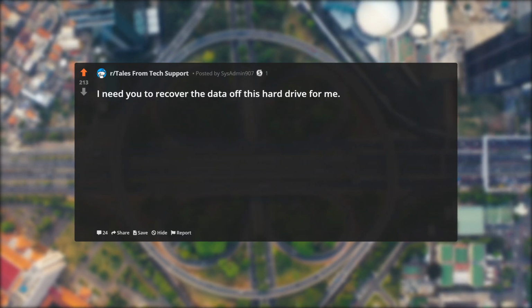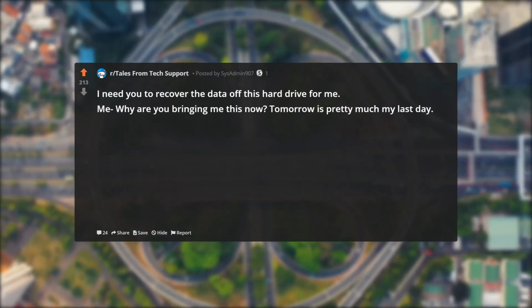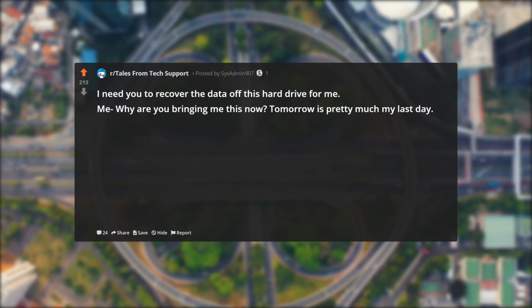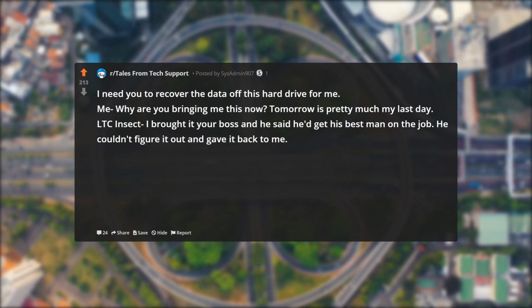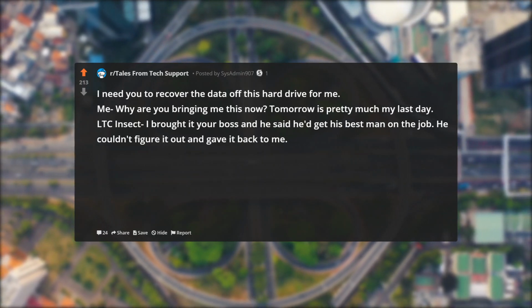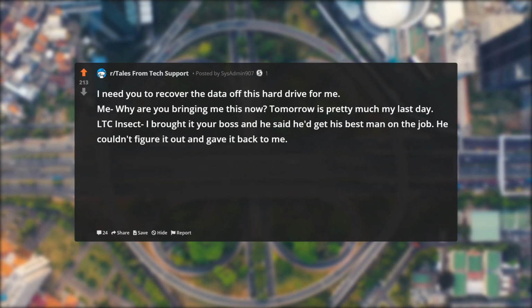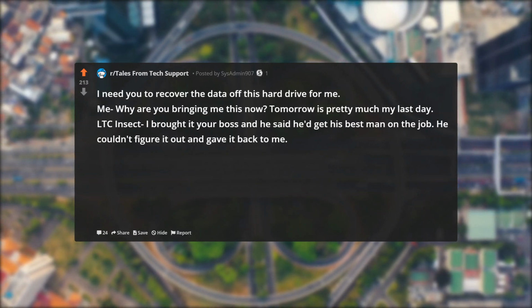LTC Insect: Sergeant, I need you to recover the data off this hard drive for me. Me: Why are you bringing me this now? Tomorrow is pretty much my last day. LTC Insect: I brought it to your boss, and he said he'd get his best man on the job. He couldn't figure it out and gave it back to me.